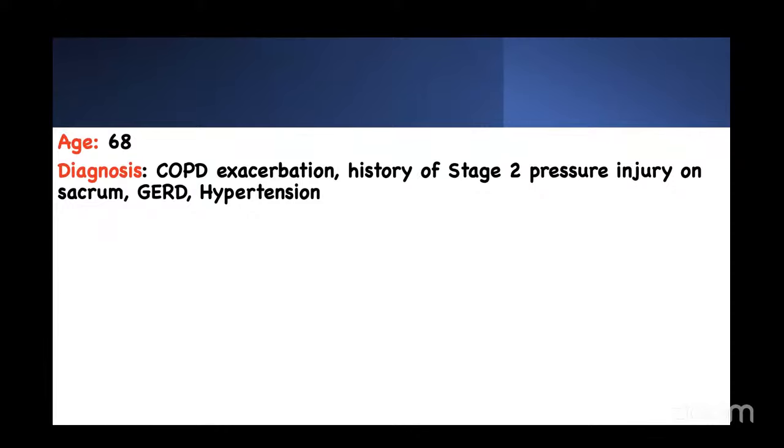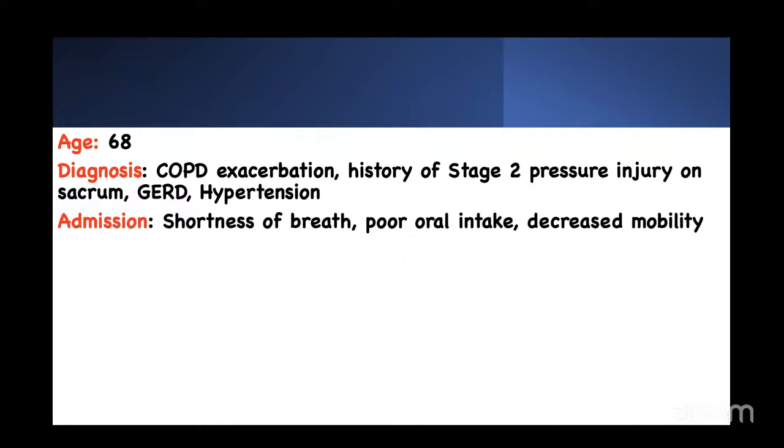So what do you have? You have a 68-year-old client. He has a history of COPD, a history of stage 2 pressure ulcer, and then reflux and hypertension. The patient was admitted because of shortness of breath, poor oral intake, and decreased mobility. Think about it. I'm trying to get you to a place based on those stories. So you just have to put them together and figure out what is wrong with this patient as you go along. But just go with the flow. Don't worry about what you need to do. There will be something there for you to think about.